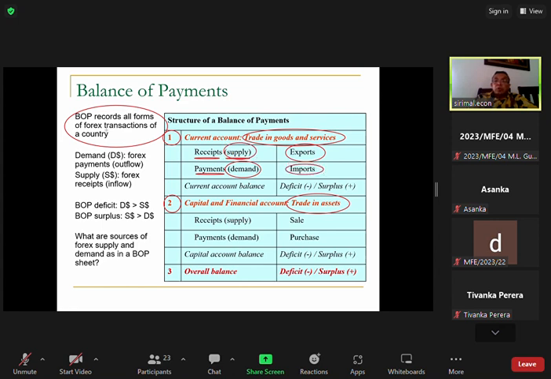If you want to import something from another country, if you want to buy something from another country, you need to first buy foreign exchange from a bank. You go to a bank, whether it is an individual or a company or an importer or a government agency or Ceylon Petroleum Corporation, they all, even the government, do the same. What is that? They demand dollars.